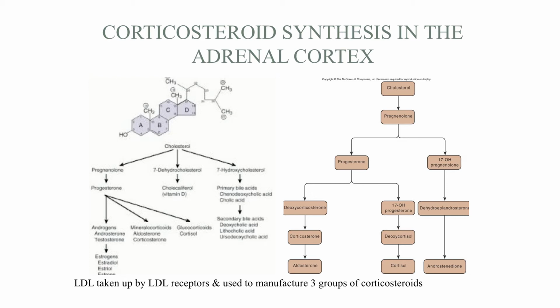So you'll see that cholesterol is first modified into a precursor substance called pregnenolone. And then, depending upon which layer of the adrenal cortex we're in, those cells either produce mineralocorticoids like aldosterone, glucocorticoids like cortisol, or androgens, so gonadal hormones like androstenedione.